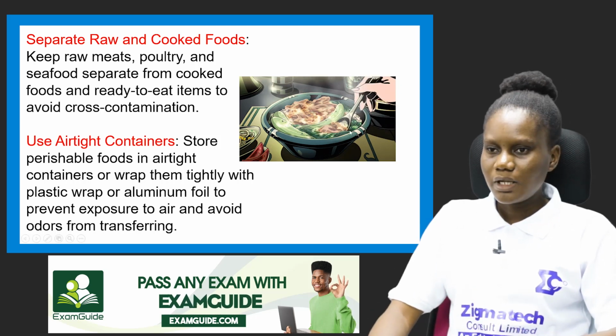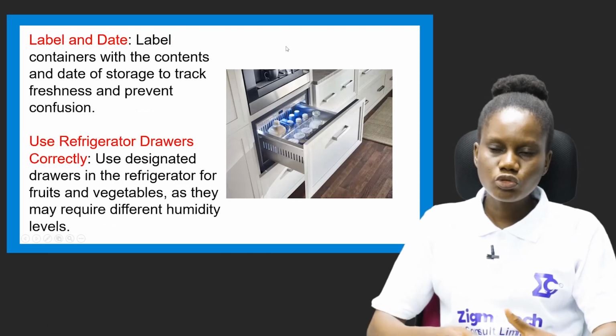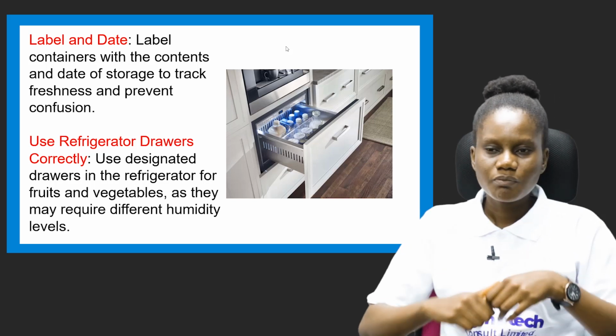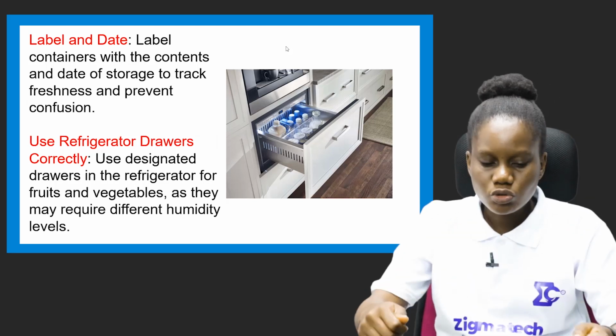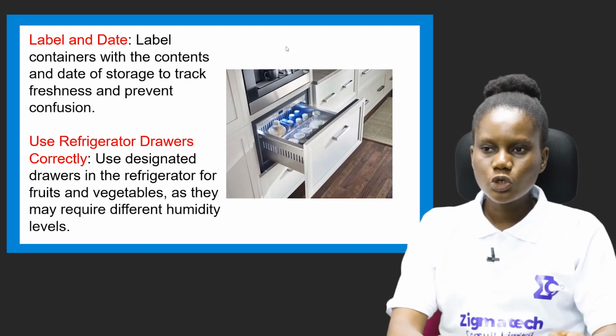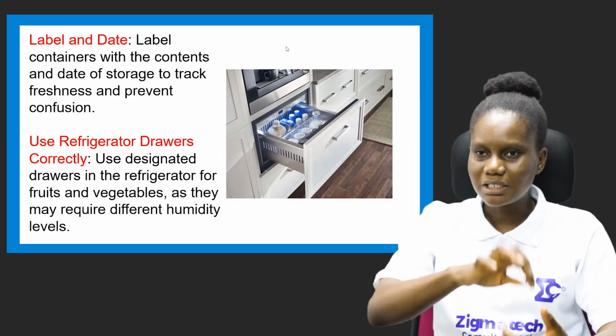The next is label and date. Label containers. As you put those containers in the fridge, label them with the date, that is when you put it. You can use tape to tape your label to your container, or you buy ready-made labels and you just put the name or the date on it.